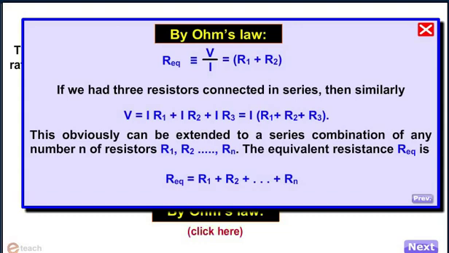If we had three resistors connected in series, then similarly V will be I into R1 plus R2 plus R3. This obviously can be extended to a series combination of any number of resistors R1, R2 up to Rn. The equivalent resistance R equivalent will be simply the summation of all as shown.